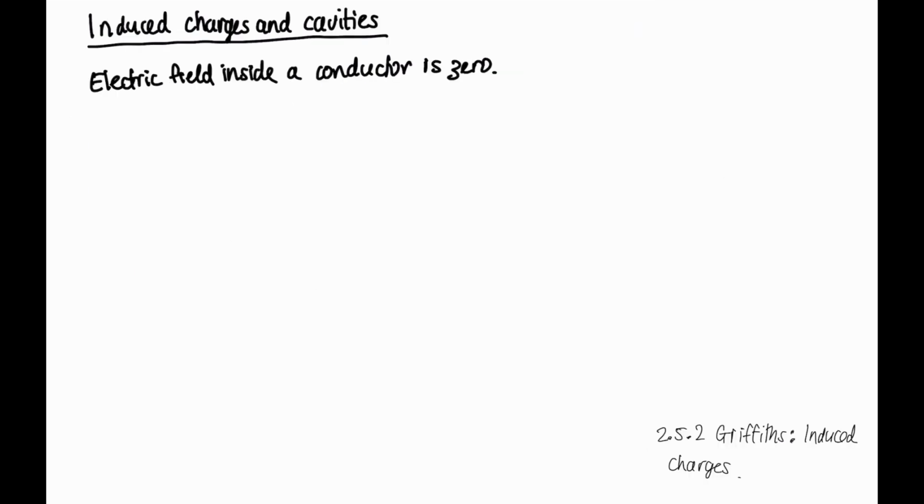Okay, so now we're going to consider some of the implications of the electric field inside a conductor being 0. So we're going to be looking at induced charges and what happens when we have cavities inside conductors as well. So I actually find this part quite fun. So let's consider if we had some conductor over here. So this is our conductor.